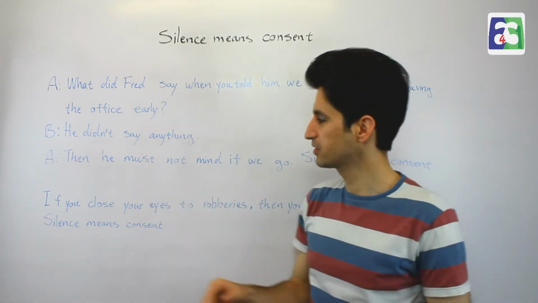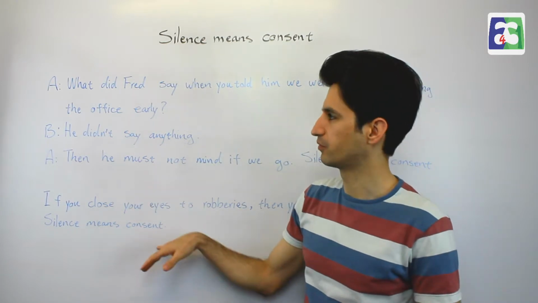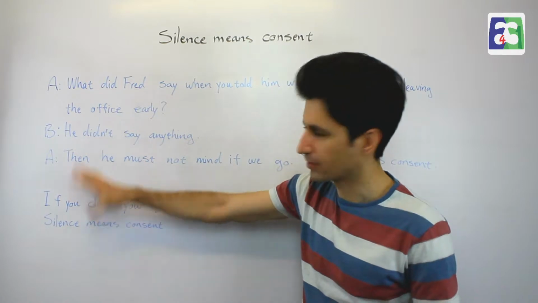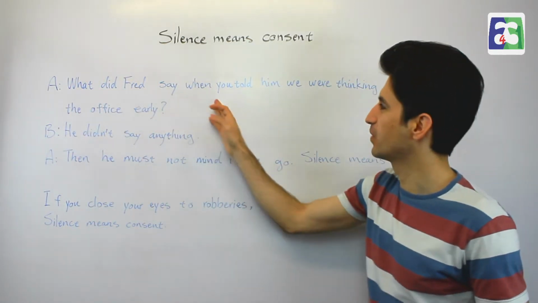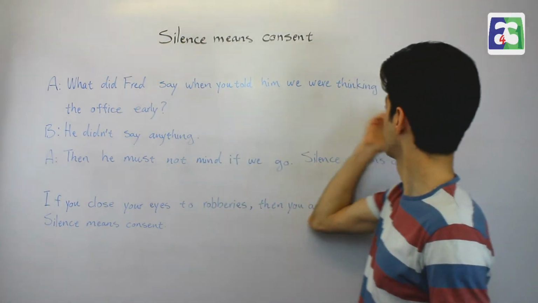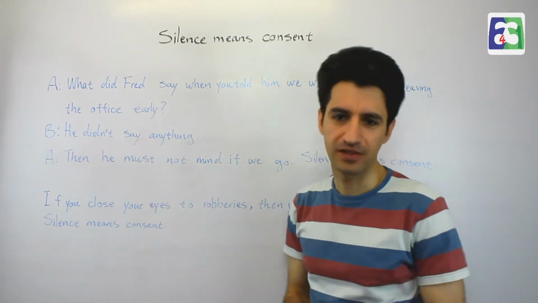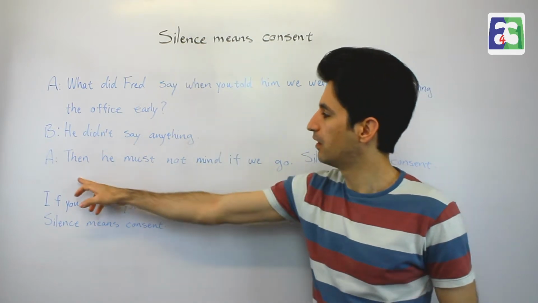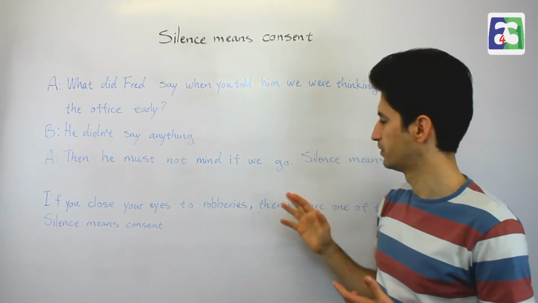Let's look at the examples and see. I've got two different areas that we use it. The one that I explained is this one, okay? So now let's start with the first one. A says, what did Fred say when you told him we were thinking of leaving the office early? He didn't say anything. Silence. He didn't say anything. Then he must not mind if we go.